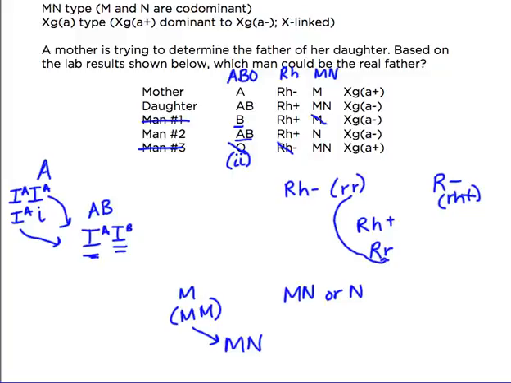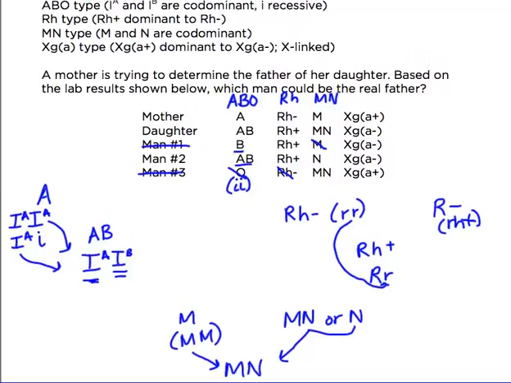And let's see, man number 2 is N, so he has this N allele that he could pass to his daughter. It would actually be coming from here. So on these first 3, the ABO, the RH, and the MN types, man number 2 seems to be the father. But let's just double check with the XG type.